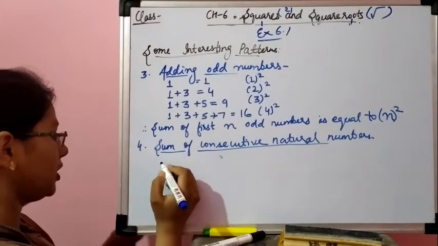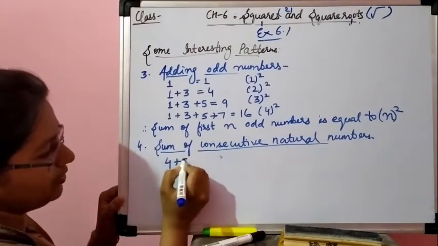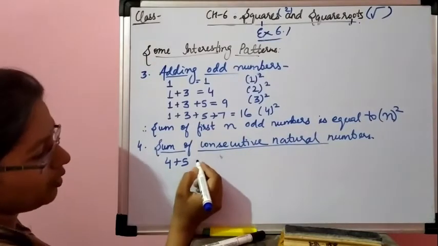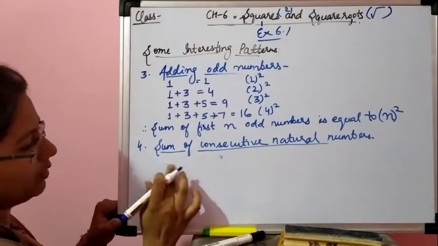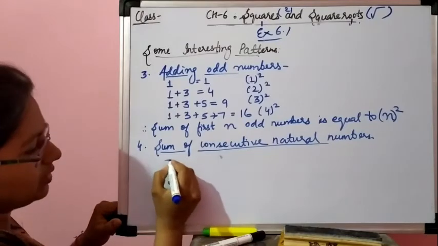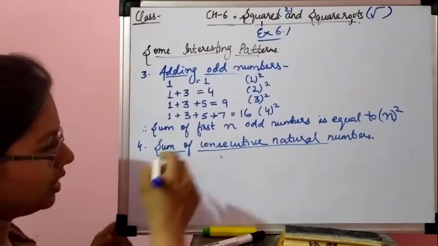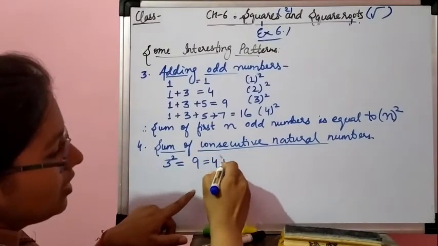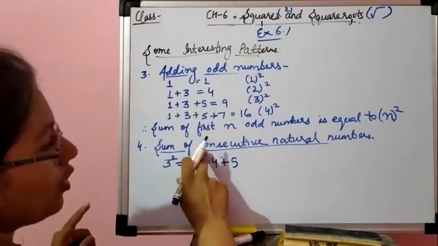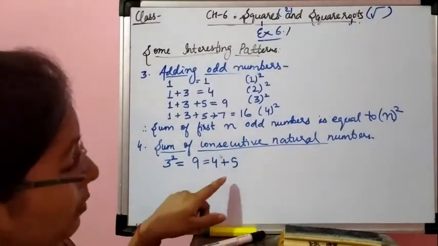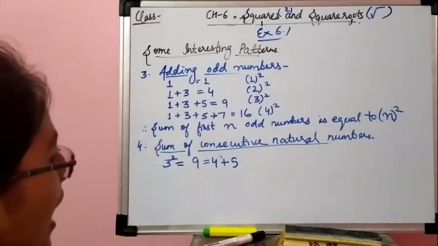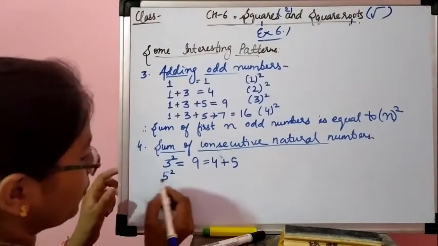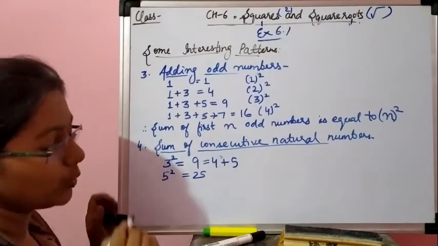First of all, let us discuss 4 and 5. They are consecutive natural numbers. We will do it in this way. Like 3 square, 3 square is 9. Now this 9 can be expressed as the sum of consecutive natural numbers. 4 and 5 are natural numbers and they are consecutive also. Now after 3 we will take 5 square, that is equal to 25.